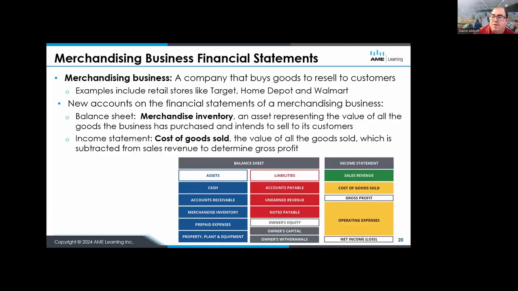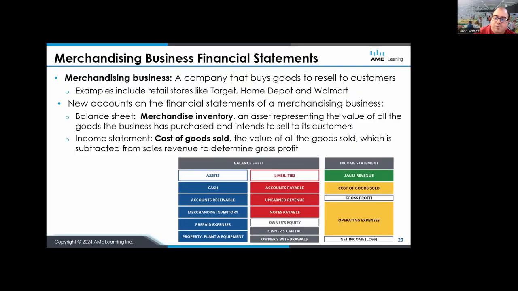Now, another type of business, of course, is a merchandising business. That is a business that buys goods in order to resell them to customers. Examples of retail are Target, Home Depot, and Walmart. They buy products that are already assembled and then sell them to customers.